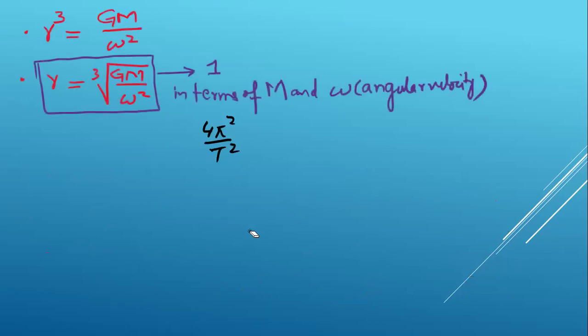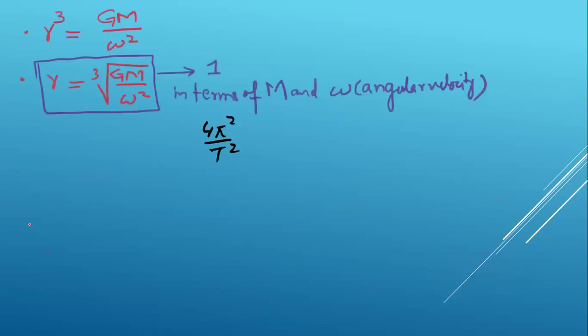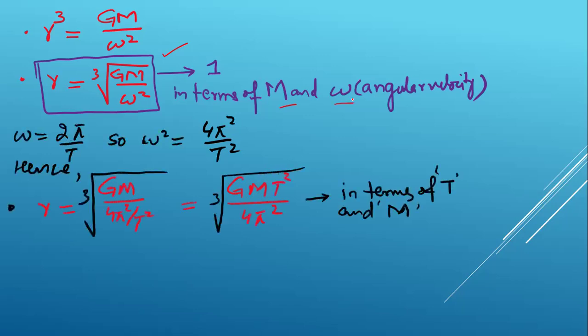As previously we ended up at the last expression, we can carry forward with that. R cube is equal to G M over omega square, and then taking the cube root, you will get the expression. This is the first expression, which is in terms of the mass of the planet and angular velocity. The other expression is, as I told you, that omega is 2 pi over T, so omega square would be 4 pi square over T square.